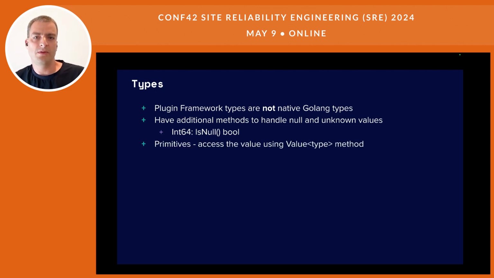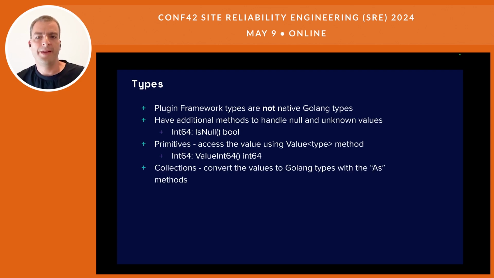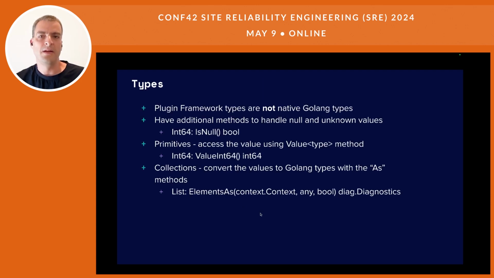When you want to access the values, in case it's a primitive type, you use the value type method, like ValueInt64, that returns a native Int64. If it's a collection, you can convert the values into Golang types with the As methods. For example, list has an ElementsAs method that returns the type as a native Go type.